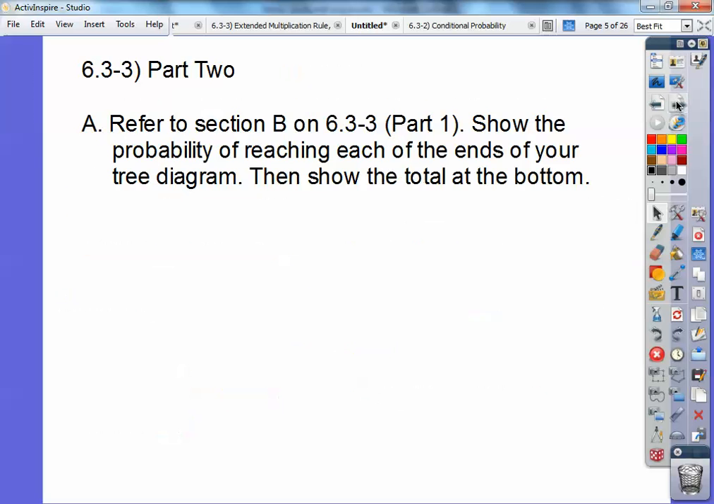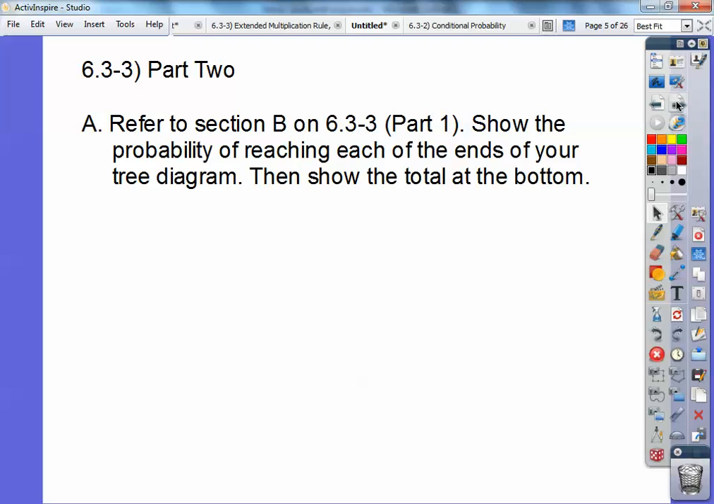Okay? All right, so let's go back. This is just part two, you guys, of what we started yesterday. Refer to section B of the prior notes showing the probability. It was that tree diagram that we made of high school athletes that made it onto pro sports or went through college and all that.